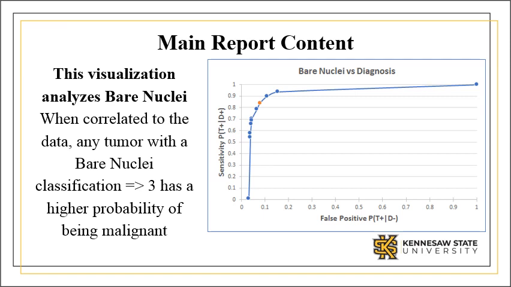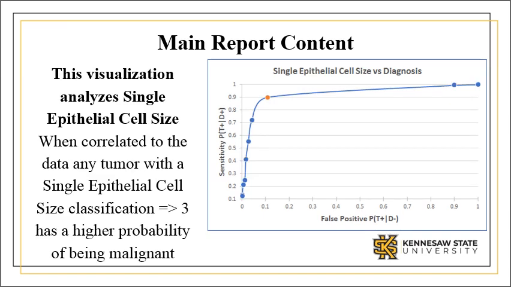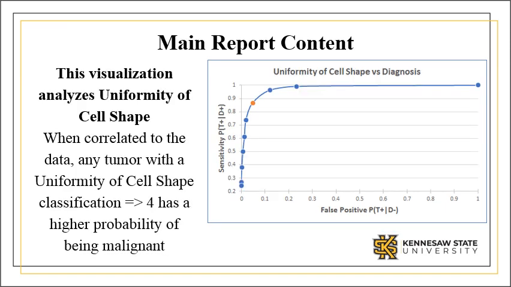As you can also see, it still has an area under the curve of about 90% of the chart. In this next chart, we analyze single epithelial cell size. When correlated to the data, any tumor with a single epithelial cell size classification equal to or greater than 3 has a higher probability of being malignant. As you can see, it also has an area under the curve of about 90%.